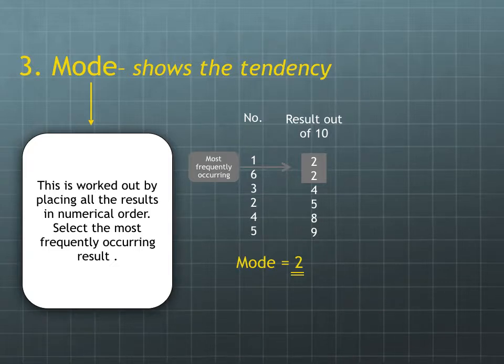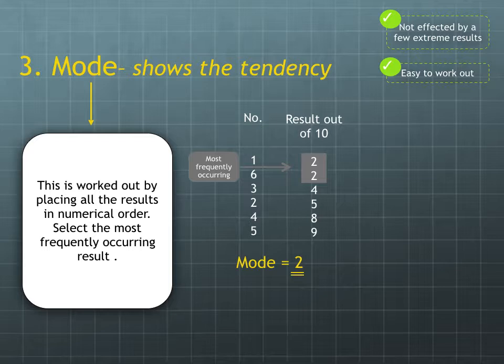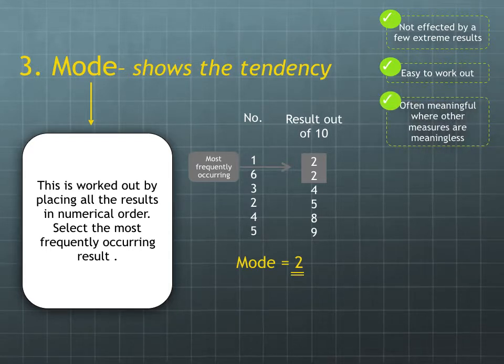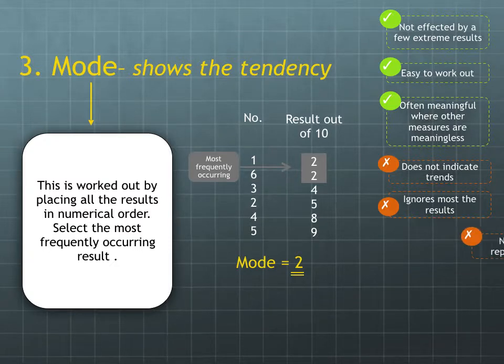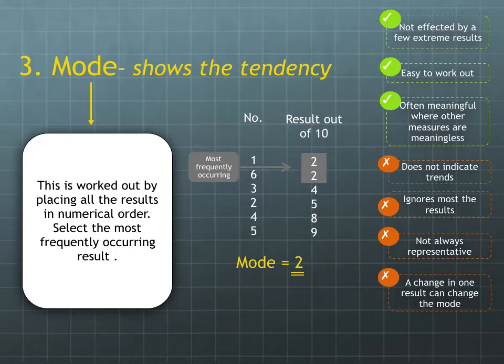So there are 3 clear advantages of using the mode. The first is that it's not affected by a few extreme results. The second, it's easy to work out. And the third, it's often useful where the other measures are meaningless. But there are also disadvantages. The first is it doesn't indicate overall trends. It ignores most of the results. And it's not representative of all the results in most cases. A change in one result can mean a change in the mode. And the other thing is there's not always a mode. So you need to bear these in mind if you're going to use the mode.